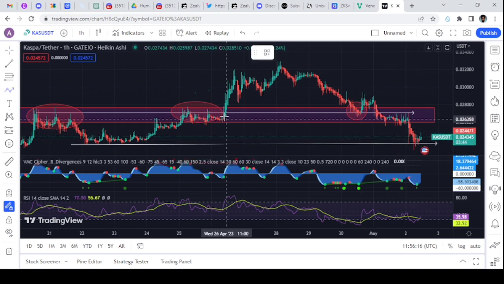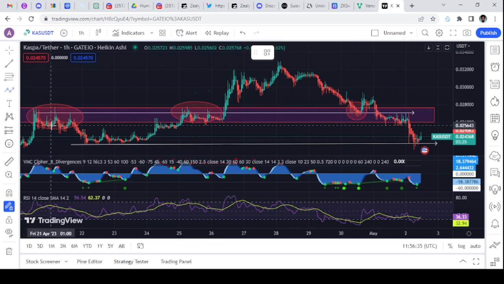Now, if you look into the structure carefully, you'd realize that I marked 3 points with a circle. The first point right here is the first resistance. The second point right here is the second resistance. And then the third point right here is the support.